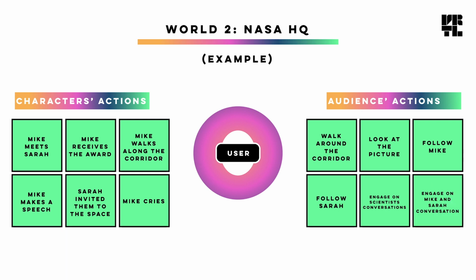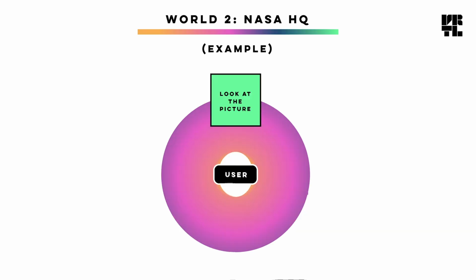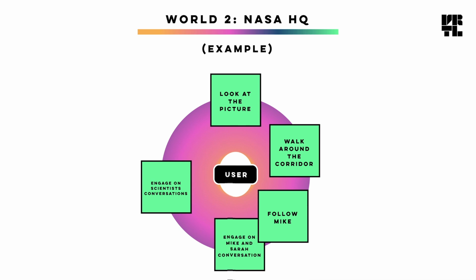When it came to the convergence phase, I decided to discard Mike crying because I think this won't bring too much value to the story and is just too much drama. So I take it off. Also, for the audience actions, I have taken off follow Sarah because I think that at this moment she's not going to be that relevant to the story yet, and I don't want to distract my audience too much. So I place these five actions that I have selected around my user, and I move to the third wall.